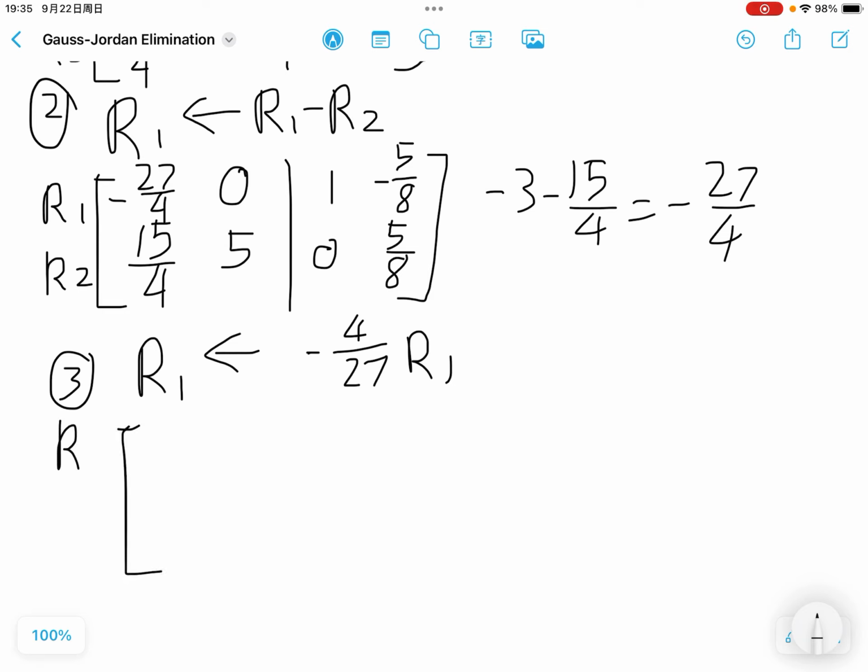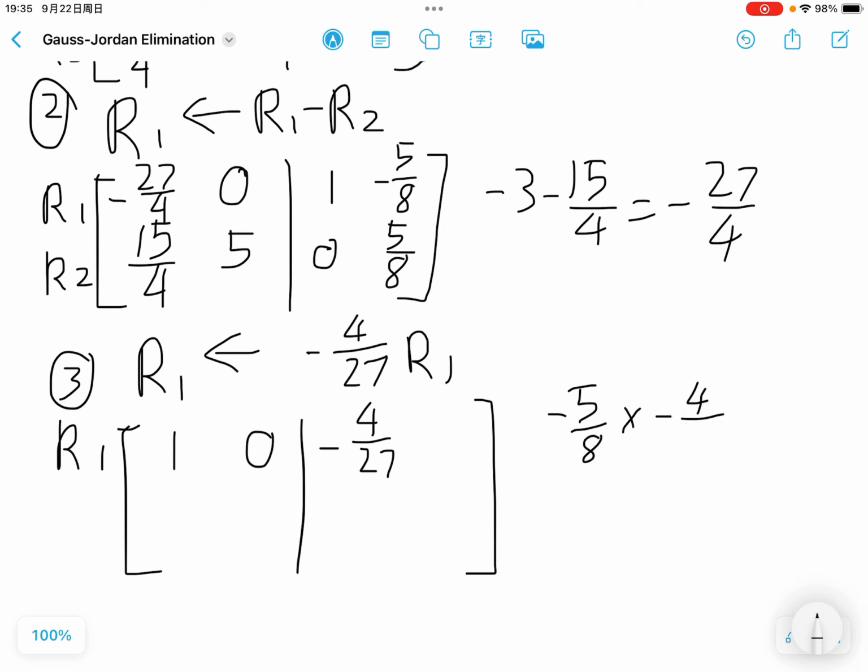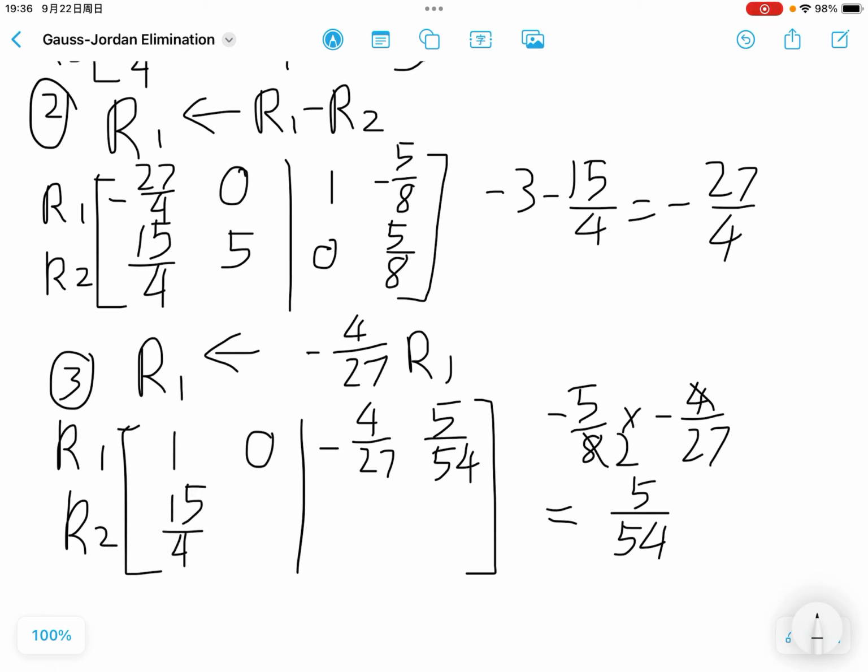So what's the result? The resulting row 1 would be, so the first element would be 1. The second element would be still 0. The third element would be negative 4 over 27. The fourth element, that's a bit harder to calculate, but we can do that. That's just negative 5 over 8 times negative 4 over 27. Now the negatives cancel out, so let's just ignore those. The 4 and 8 gives 2. So that's just 5 over 54. And then row 2 stays the same because we didn't do anything to row 2.